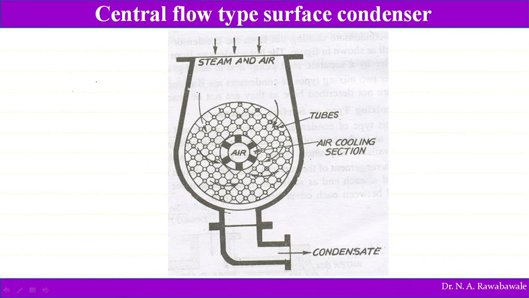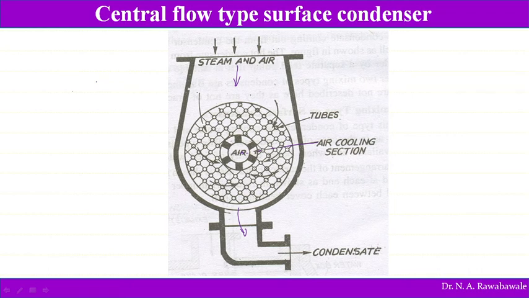Now coming to the central flow type of condenser. So here steam moves in the downward direction, but the collection of air is at the center. So from the center, air is taken out and condensate is again collected at the bottom. Steam moves from top to bottom, but the collection of air is at the center. Therefore, it is called a central flow type surface condenser.